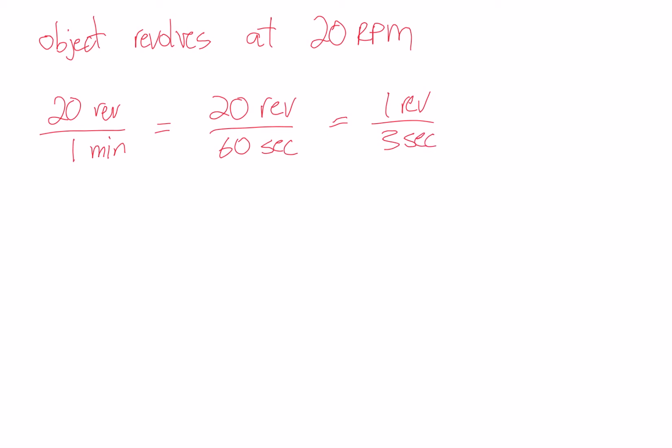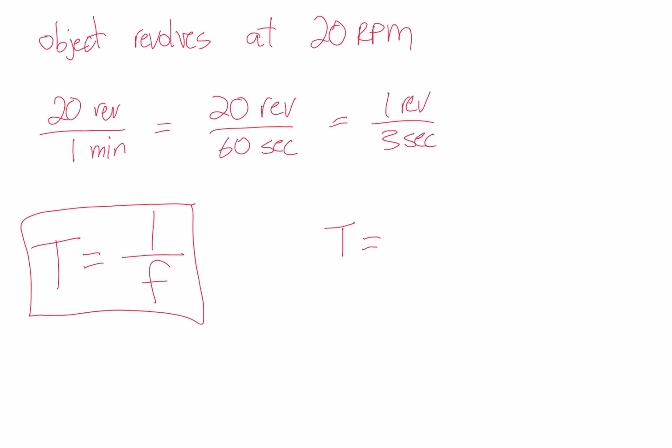In 3 seconds. So the formula that we use for period, if you get a frequency, because that's what this is, revolutions per second, revolutions per minute is a frequency. The formula is pretty simple. You just do the reciprocal. So if our frequency is 1 revolution in 3 seconds, our period would be 1 divided by that, or just flip the fraction. So you'd have 3 seconds in 1 revolution. So that means our period would be 3.